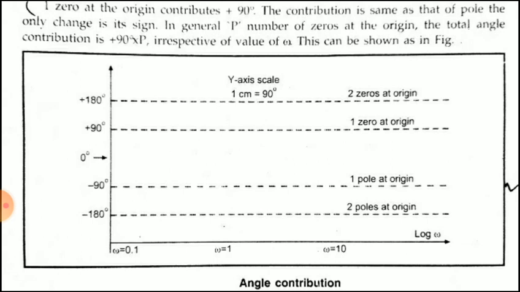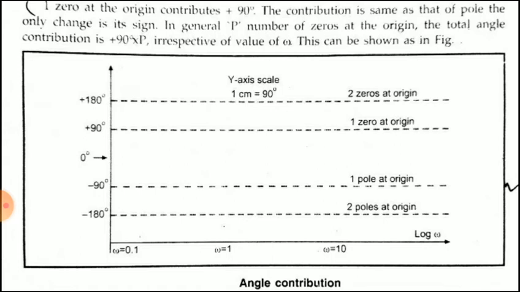Then 2 zeros at the origin, it will be plus 40 dB per decade, and 3 zeros, it is plus 60 dB per decade. It will pass through the intersection of omega equal to 1 and the 0 dB line. Then for the phase angle, keep in mind, for 1 zero at the origin, it will be plus 90 degrees. For 2 zeros at the origin, it will be plus 180 degrees. You have to indicate that in tabular form while solving the problem.